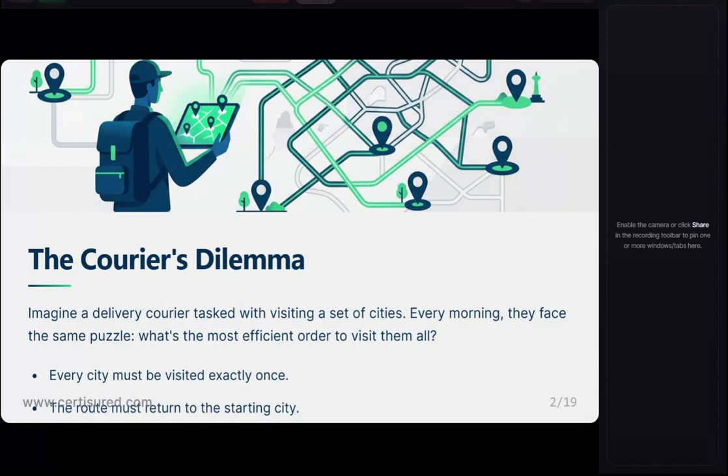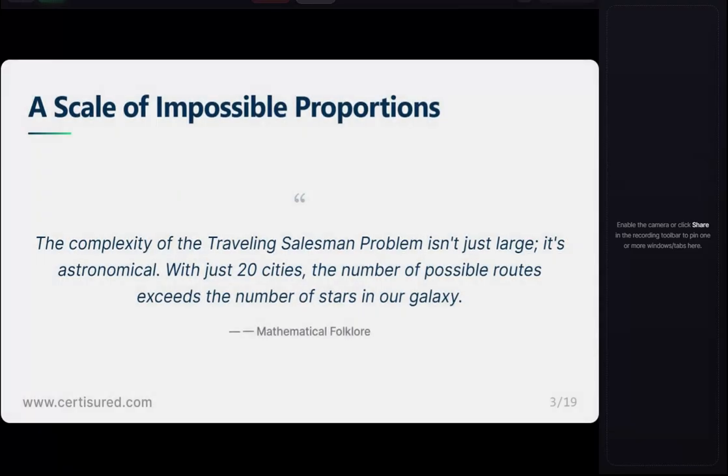Think about a delivery courier. Every morning, they have a list of cities to visit. The challenge seems straightforward. Visit every city exactly once, return home to the start, and do it all while minimizing the total distance or cost. It's a daily puzzle, but for a computer, the number of ways to solve it can get out of hand very quickly.